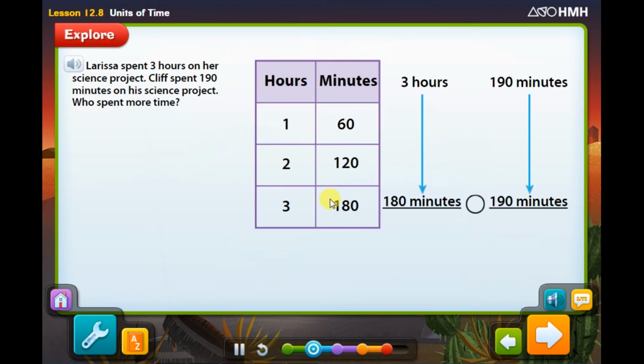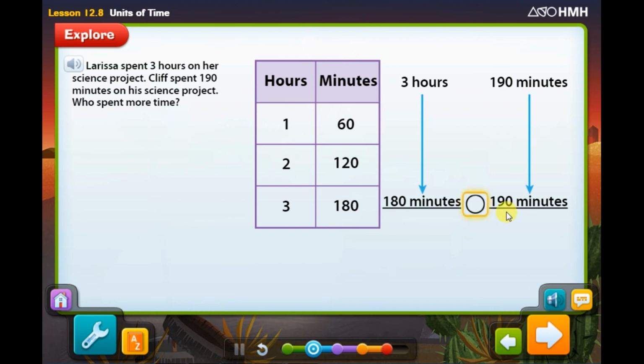Next, compare 3 hours and 190 minutes. Are 3 hours greater than, less than, or equal to 190 minutes? Now you know that 3 hours are equal to 180 minutes. Now can you compare 180 minutes with 190 minutes? Yes, because both units are in minutes. So now I can compare the two values, 180 and 190.